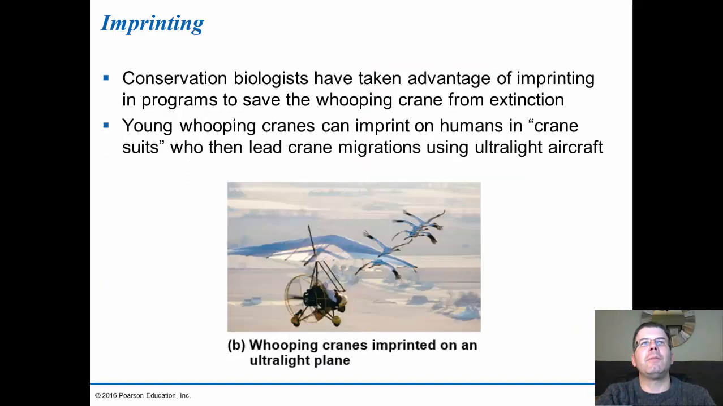Now, another place that we see imprinting is with conservation biologists, who have taken advantage of it to help animals that were near extinction by training them how to migrate. Young whooping cranes can imprint on humans in crane suits, who then lead the cranes using ultralight aircraft to migrate to different parts of the country during migration. And so again, first imprinting on the human in a crane suit, and we see this a lot of times in animals at zoos.